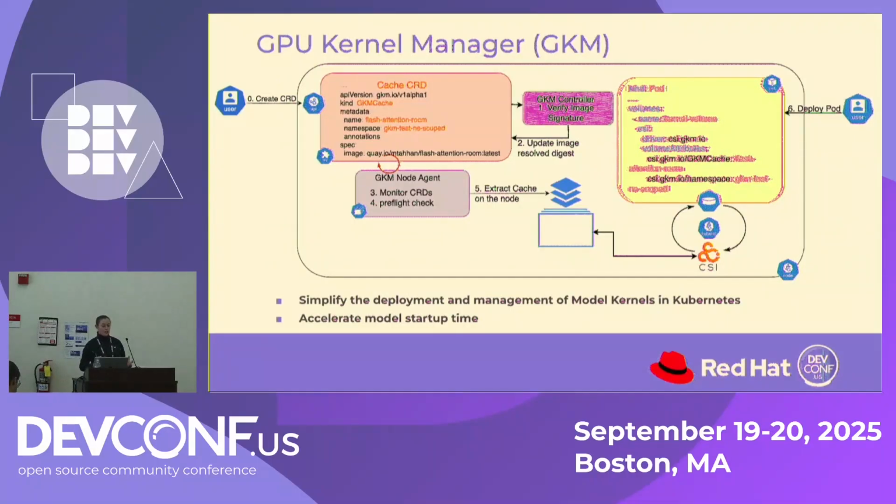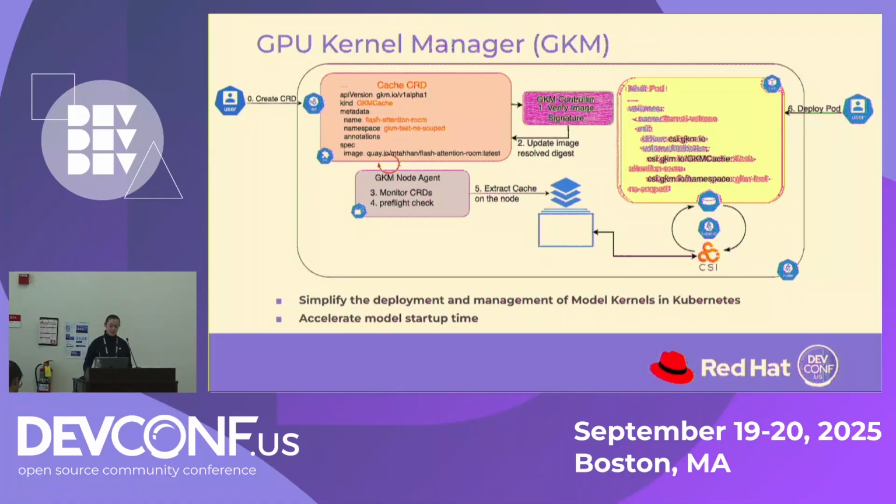So GPU Kernel Manager is a Kubernetes operator whose role is to pre-extract these compiled caches onto the worker nodes in your cluster so that they're made available for pods to consume and accelerate their startup time. Like any Kubernetes operator, it consists of a bunch of CRDs, or custom resource definitions. It has a controller, and it has a daemon set that runs on each node, which is a node agent. And it also has its own CSI, or container storage interface, driver.